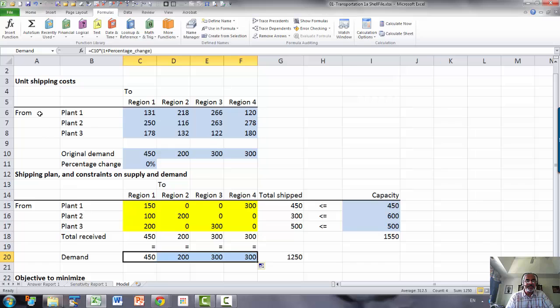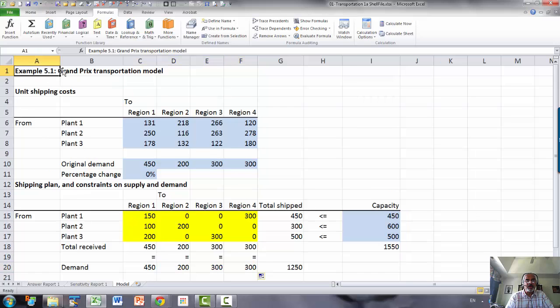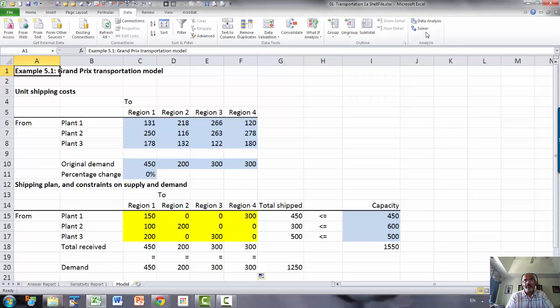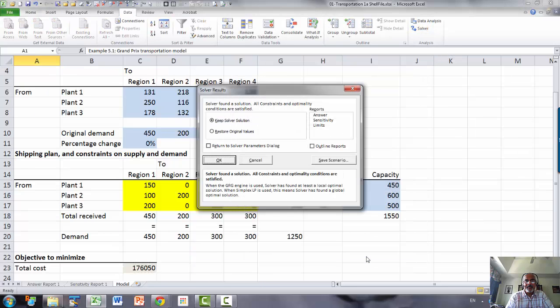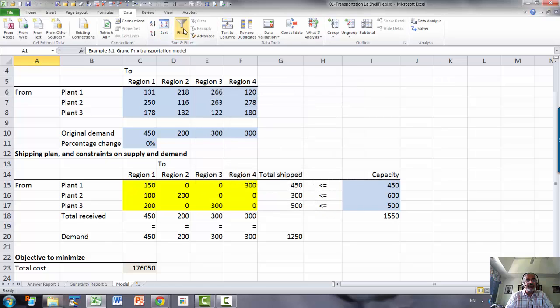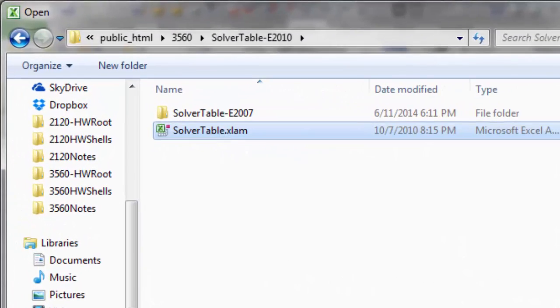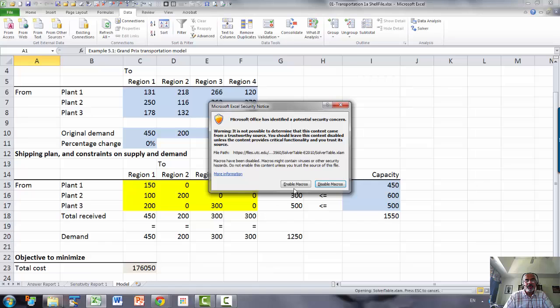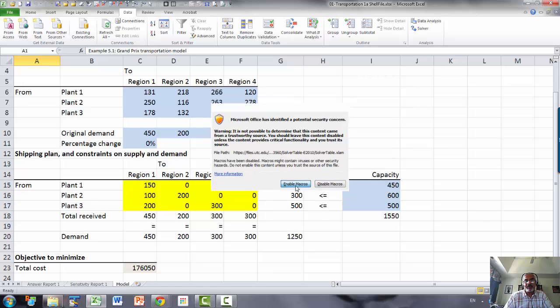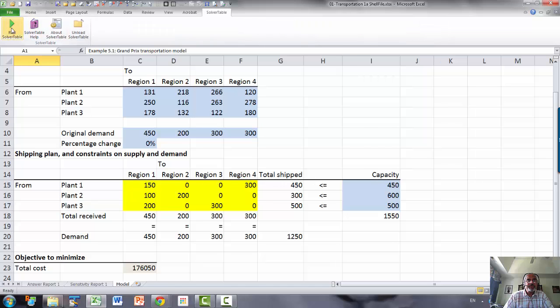Now, having made this change, we can run Solver. Now we can run Solver Table, and we can change this percentage and see what will happen to our optimum solution as the demand either decreases by a certain amount or increases by a certain amount, by the same percentage amount for all the 4 regions. So open Solver Table and enable macros. Then run Solver Table.